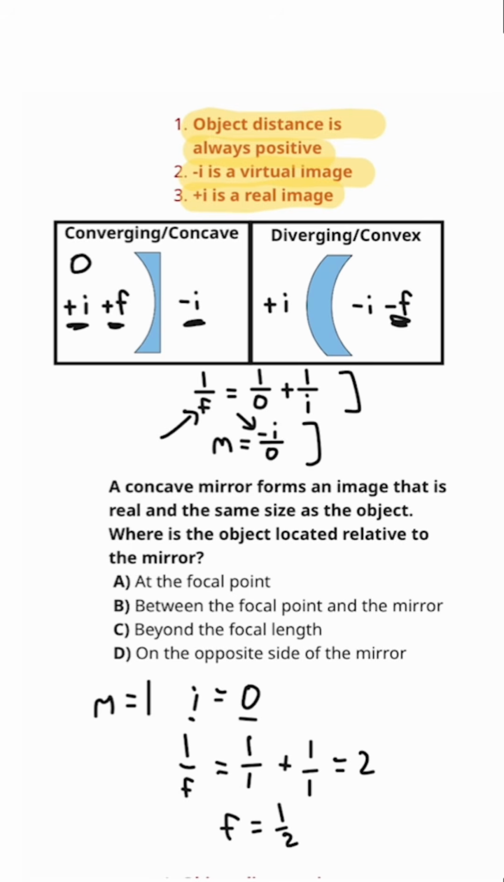We can then compare the distances that we used for the object, the image, and what we found for the focal length to see which answer option matches what we found. And we found that the object is a distance of 1 away, while the focal length is a distance of 1/2 away. So that means our object is placed beyond the focal length.